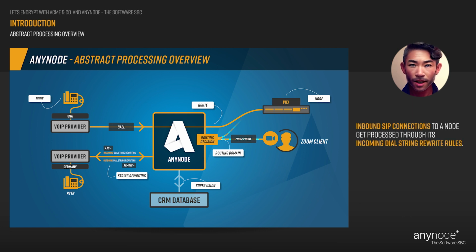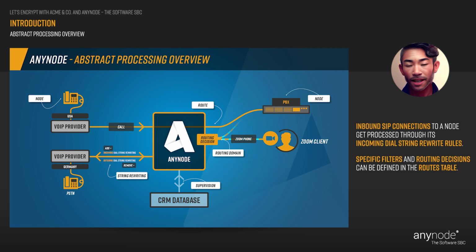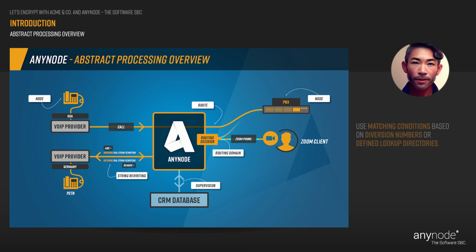Inbound SIP connections to a node get processed through its incoming dial string rewrite rules, and specific filters and routing decisions can be defined in the routes table of a routing domain. You can even use matching conditions based on diversion numbers or defined lookup directories, and several advanced actions can be performed via route establishment handling.